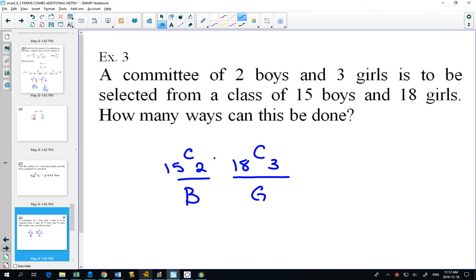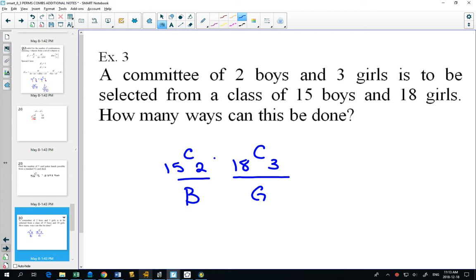If you're doing cases, you would have, after the first one, a complete committee. Do we have a complete committee of 2 boys and 3 girls after our first decision? No. We only have a complete committee after we put both decisions together. So that means it's not a cases question, and you would multiply to get your answer. You would multiply here because this isn't a full case.